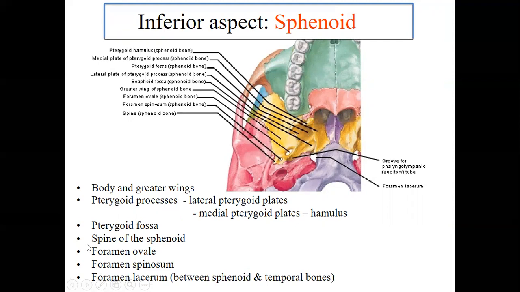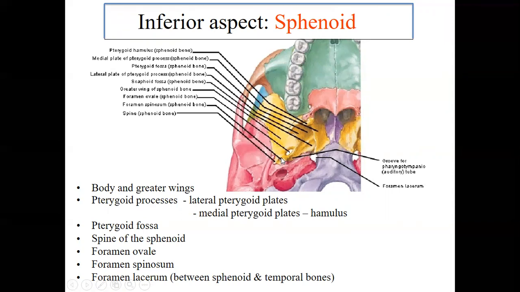And then we have the spine of the sphenoid. If you see here, this is the spine of the sphenoid. And then we have a few openings that you need to know. We have the foramen ovale. You can see here, this is the foramen ovale. And moving toward the back, we have the foramen spinosum. And then we have the foramen lacerum. This is an important bony opening that you have to know. Foramen ovale is slightly bigger in size compared to the foramen spinosum.